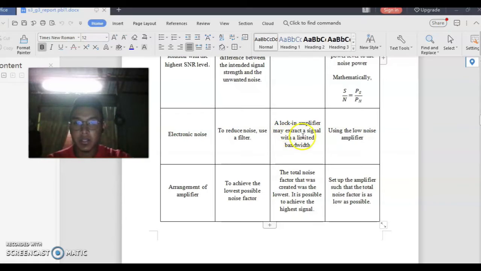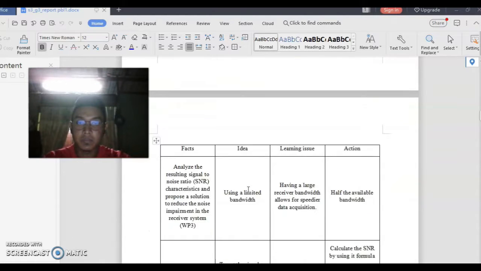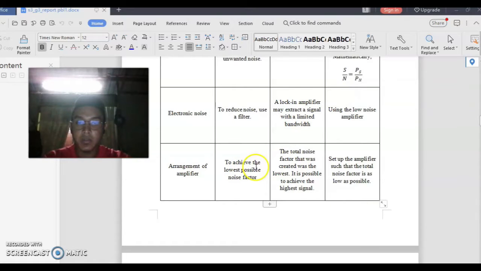An amplifier may extract a signal with a limited bandwidth, using a low noise amplifier. For the last fact, the arrangement of the amplifier. For the ideas, to achieve the lowest possible noise factor. For the learning issues, the total noise factor that was created was the lowest. It is possible to achieve the highest signal, and the action is to set up the amplifier such that the total noise factor is as low as possible.